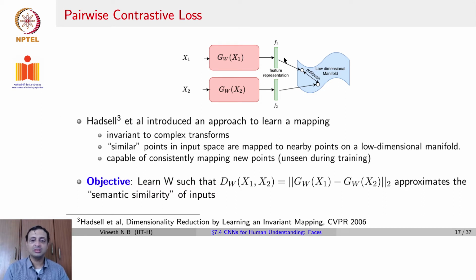We ideally want these embeddings that lie on, say, a 1000 dimensional manifold or a 4000 dimensional manifold to be similar to each other for similar entities and far away from each other for dissimilar entities. So our goal here is to learn W, the weights of the neural network, in a way in which the distance, or GW of x1 minus GW of x2, given x1 and x2 are inputs, approximates the semantic similarity of the inputs.